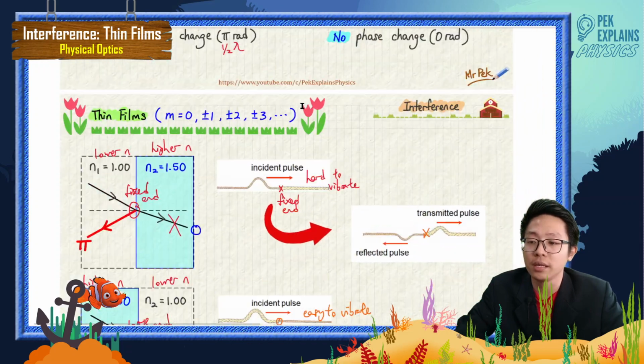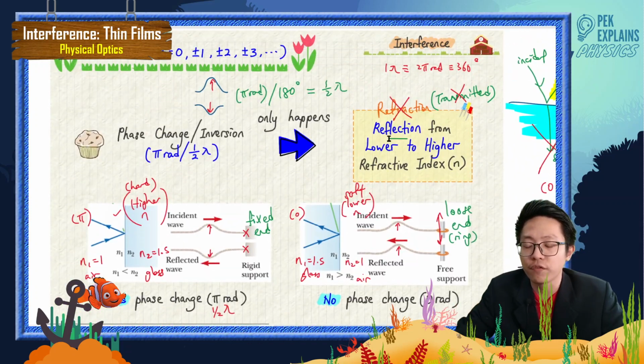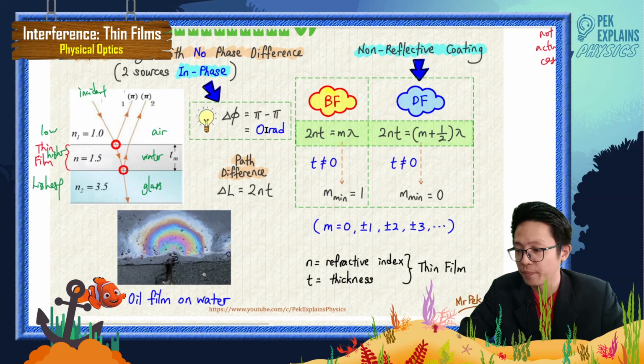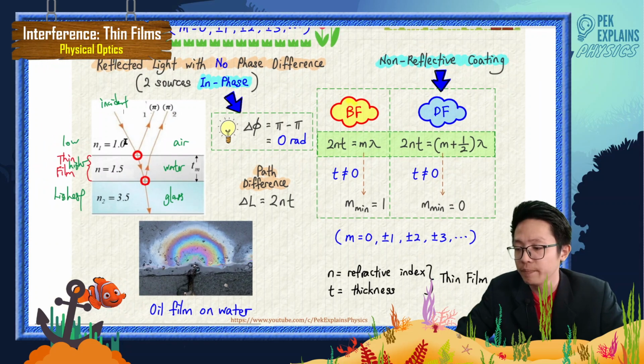Yes, because it belongs to the reflection from lower to higher refractive index. Reflected from lower to higher refractive index, so it gets a phase change. From air to water, the reflection gets a phase change. That's why I write it as pi radian. The first light gets a phase change of pi radian.